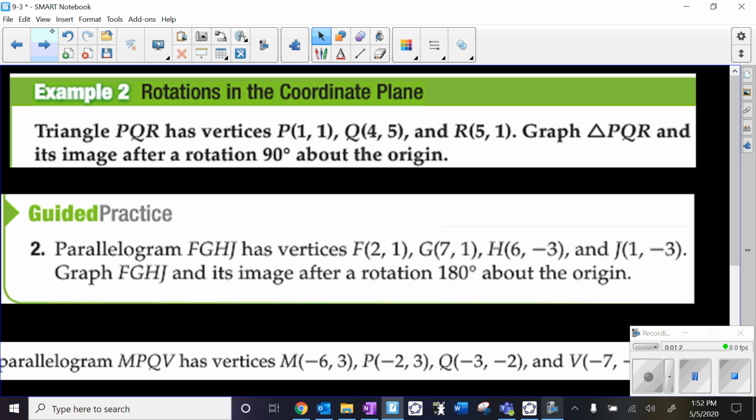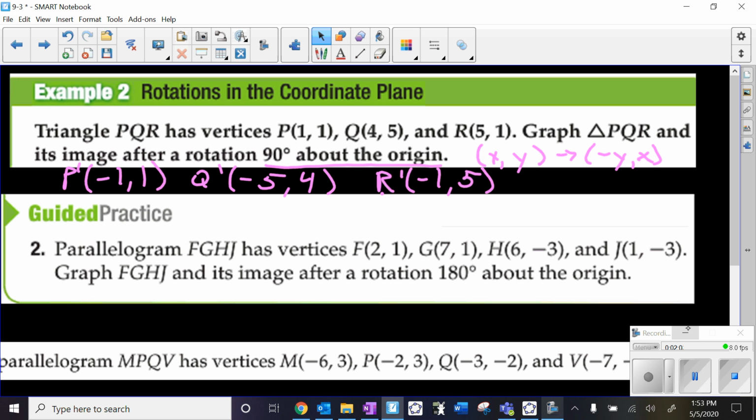Okay, so looking at this example in here, it wants me to do a 90-degree rotation about the origin. Okay, so my rule, really quick, (x, y) becomes (-y, x). So P prime (1, 1) is now going to be (-1, 1). Q prime is now going to be (-5, 4). And R prime is going to be (-1, 5).